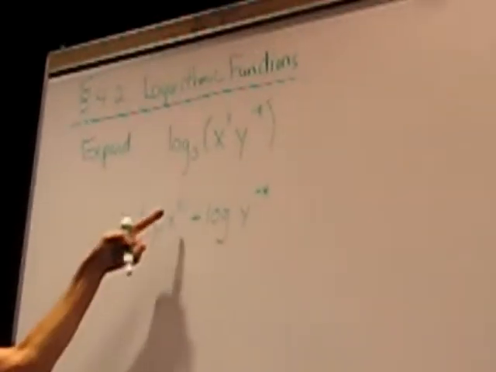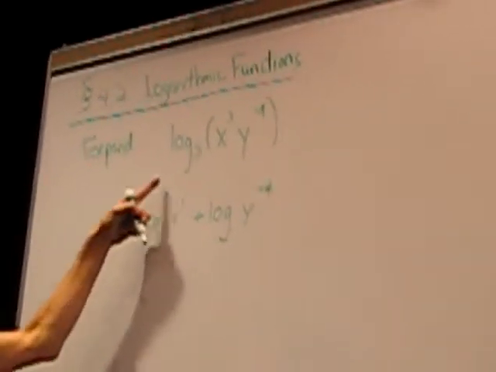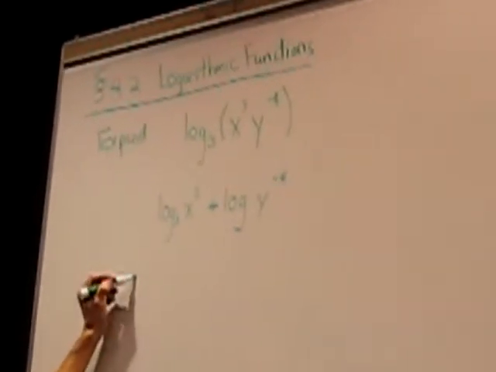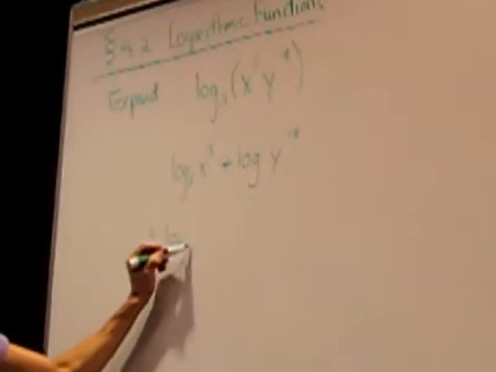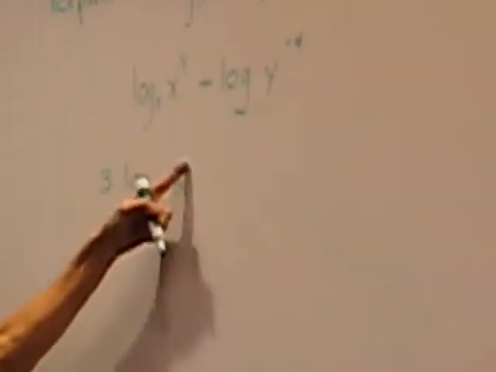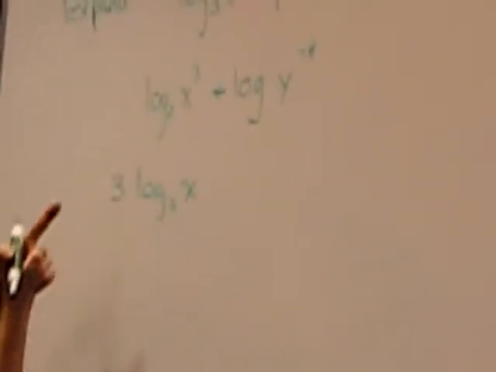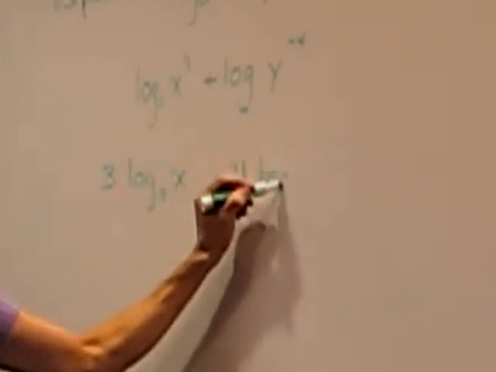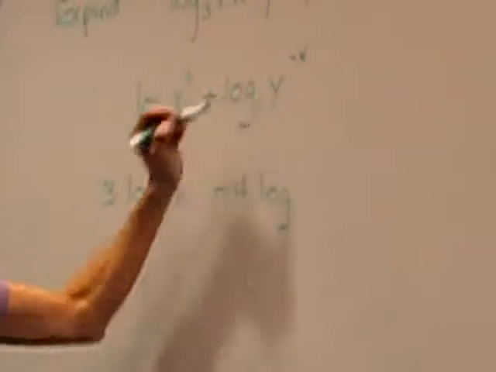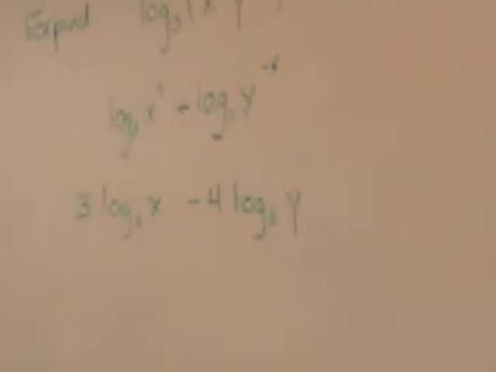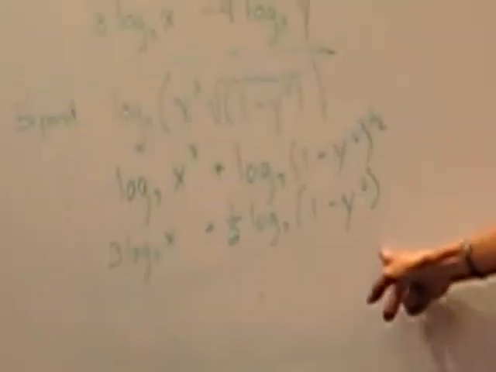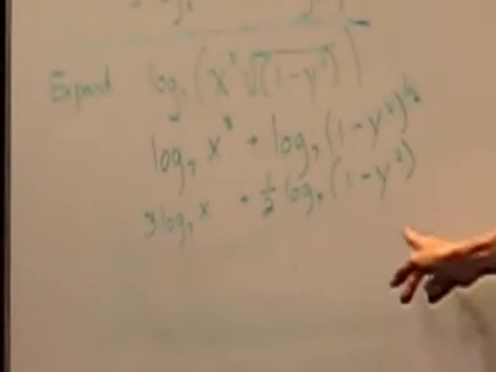Okay. This power here can go in the front. That's the power law. So that's 3 log base 3 of x, because the 3 is over here now, minus 4 log, oops, I forgot my 3, log base 3 of y. Don't waver from that. But this is not only a subtraction, it's also a product.